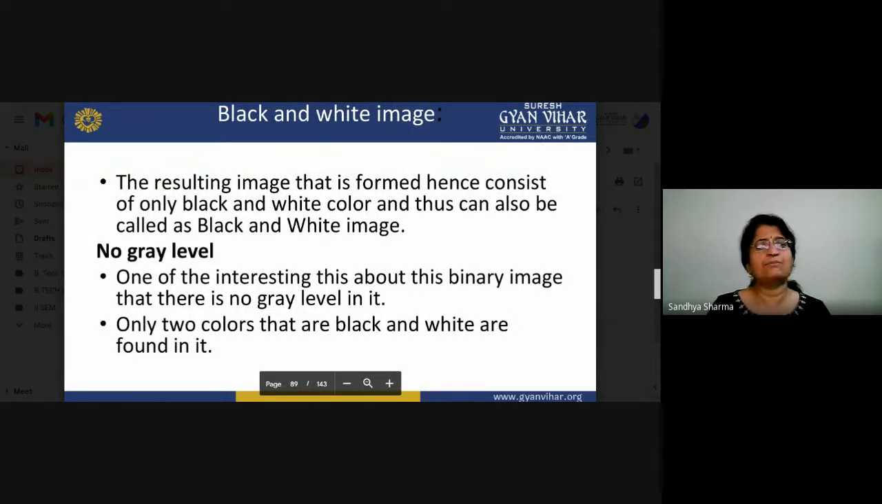If in an image there is only black and white color, that image is called black and white, with no gray level. One interesting thing about this binary image is that there is no gray level, because there are only two options, either 0 or 1, so either black or white. Only two colors, black and white, are found in it. This type of image we define as a binary image.